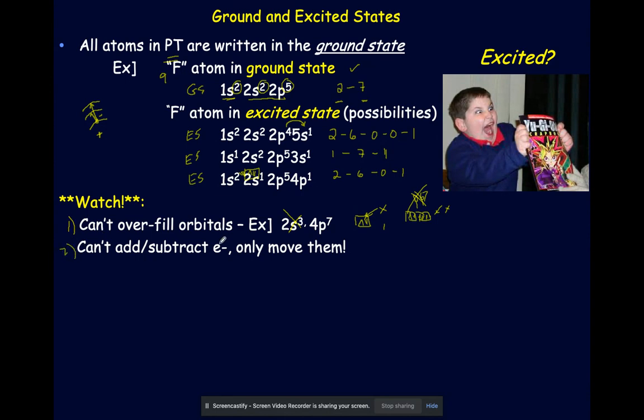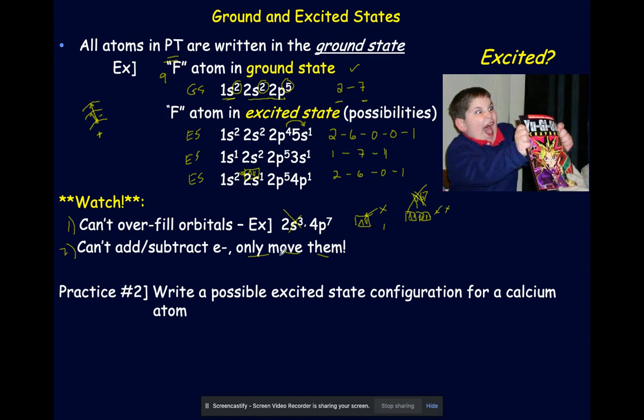And you can't add and subtract electrons. You can only move them to higher energy levels. Where you move them is entirely up to you, all right? So that's the kind of thing that we can do with ground and excited states. It's very easy. Let's say I had to write an excited state for a calcium atom. Well, I'm going to write it in the ground state first.